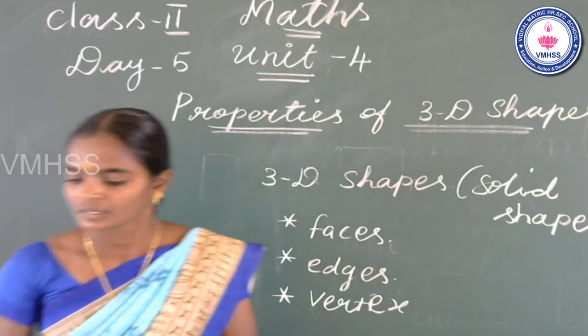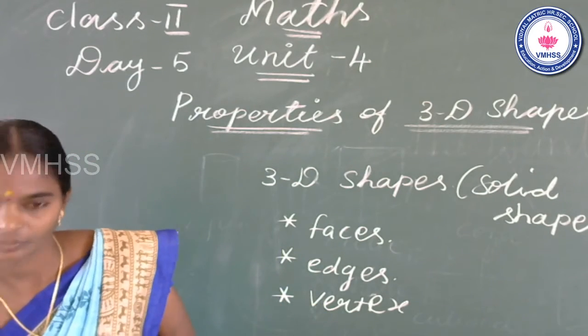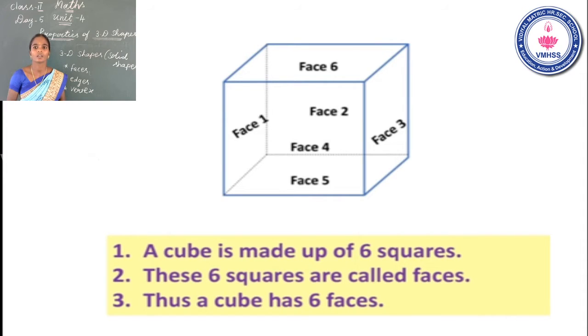Okay children, see the slide. First one, a cube shape is given. A cube is made up of 6 squares. These 6 squares are called faces. Thus a cube has 6 faces. Students, once again, a cube is made up of 6 squares. These 6 squares are called faces. Thus a cube has 6 faces.